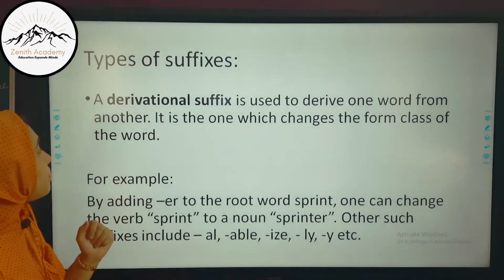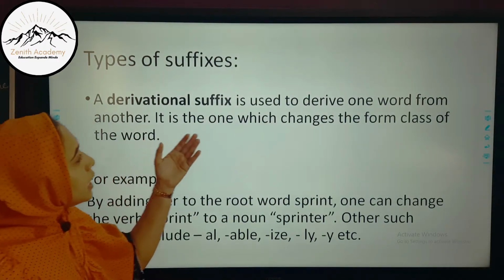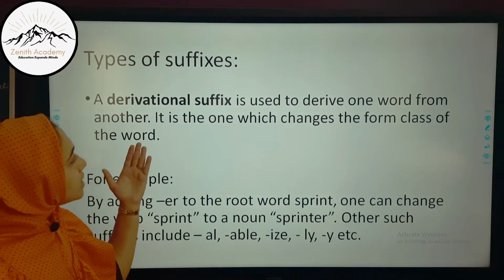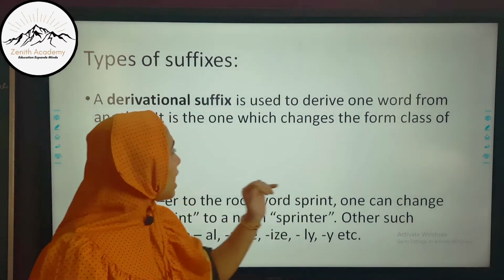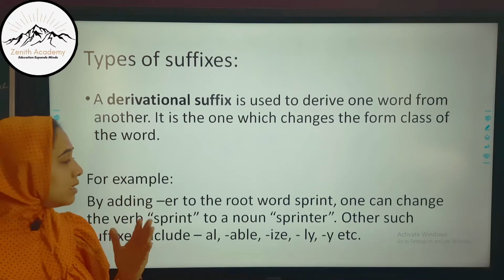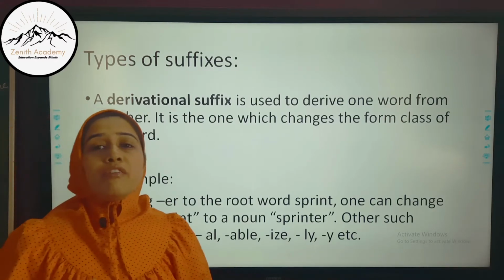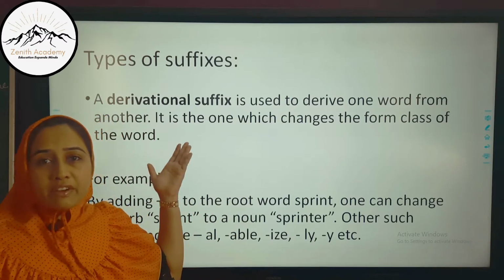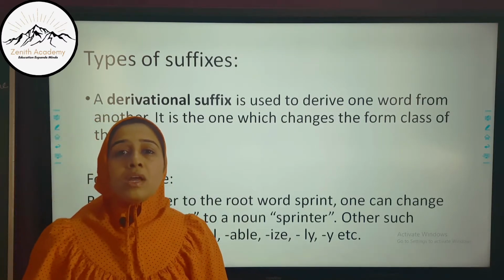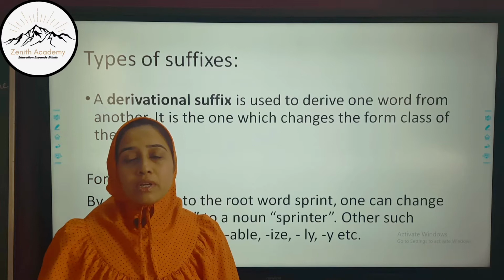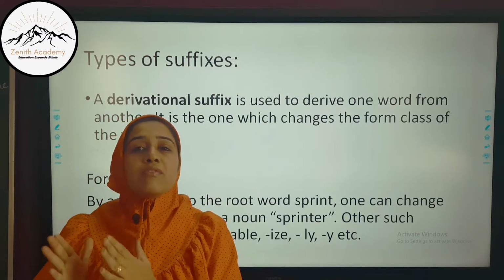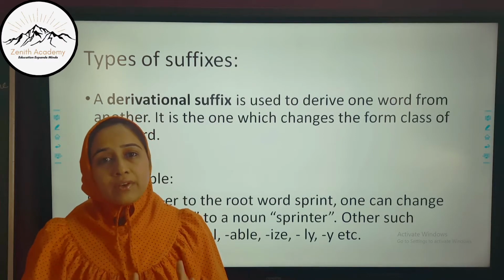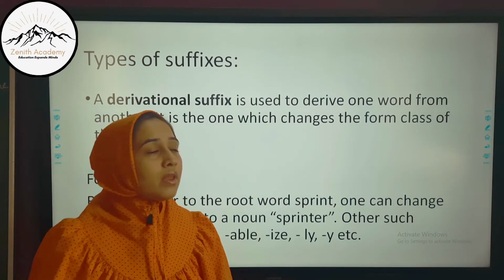Types of suffixes. A derivational suffix is used to derive one word from another. It is the one which changes the form class of the word. Now what does this mean? It means that when we add a derivational suffix to the main root word, it changes the form of that word, the class of that word. Means that word changes from noun to verb or adjective and vice versa.